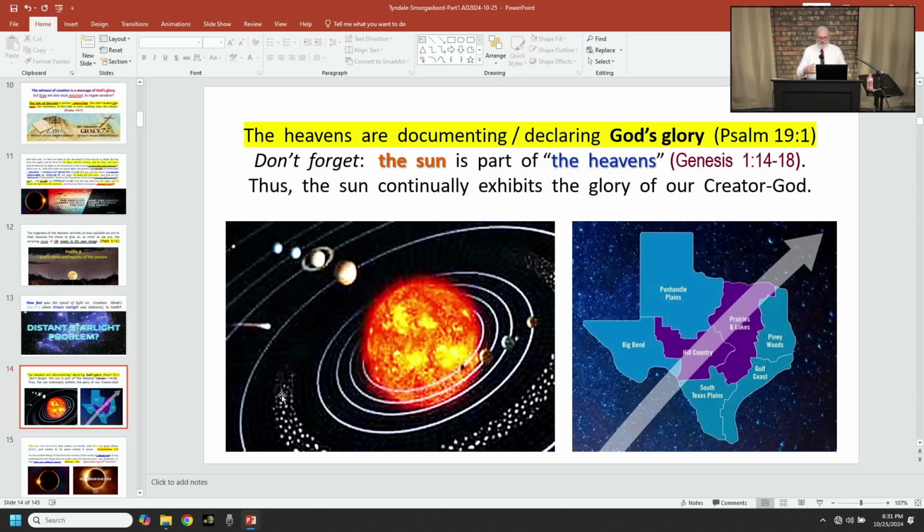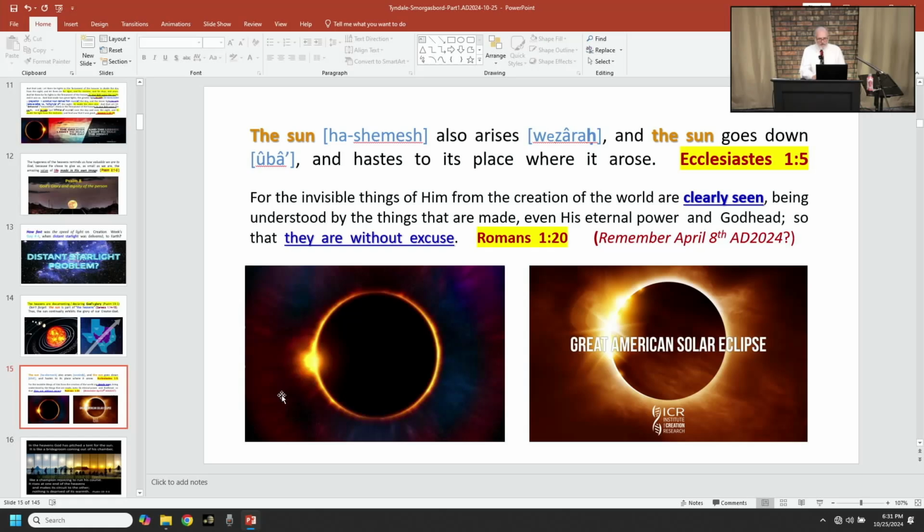And the heavens are actually declaring God's glory in a way that documents it with great detail. Well, the sun is part of the heavens, and the sun is continually documenting God's glory in great details. The sun has a circuit. It has a pattern. It has a pathway, and we'll look at a couple more verses that deal with that in a little bit.